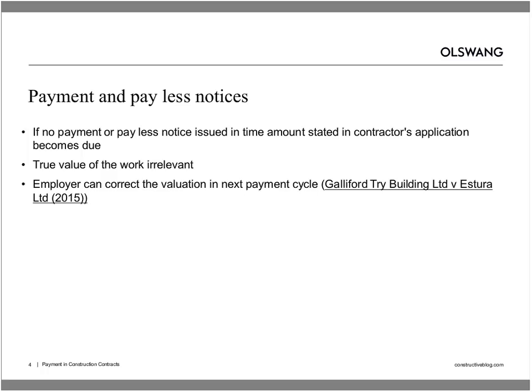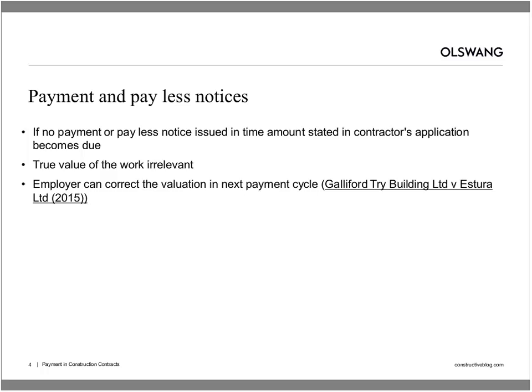If it doesn't agree with the contractor's valuation or the contract administrator's valuation, then it can, in principle, use a pay less notice to put forward its own valuation of the works, again highlighting just how much control potentially the employer has over this process.